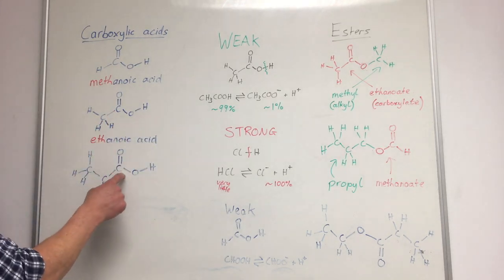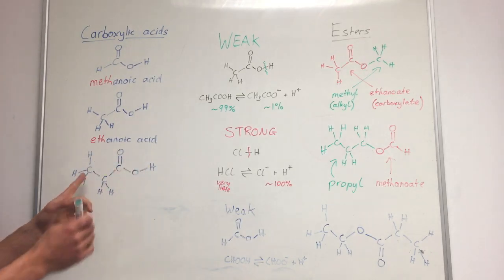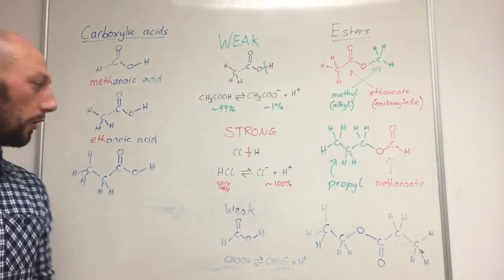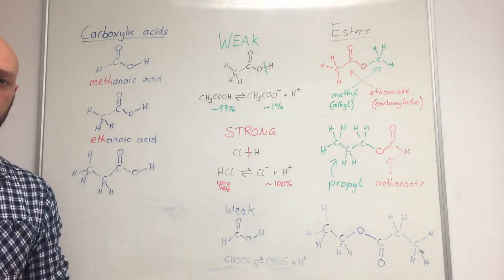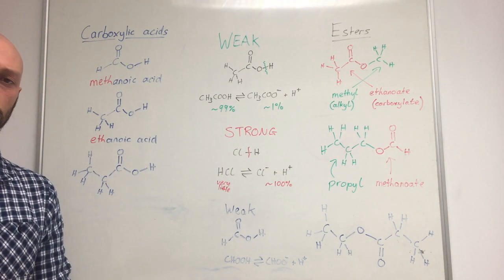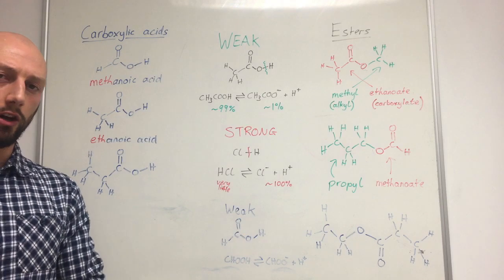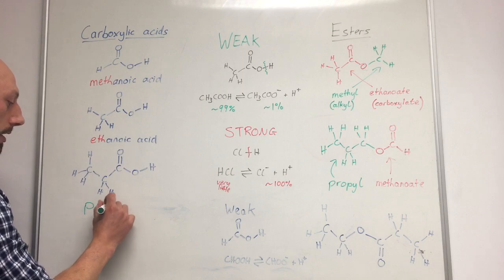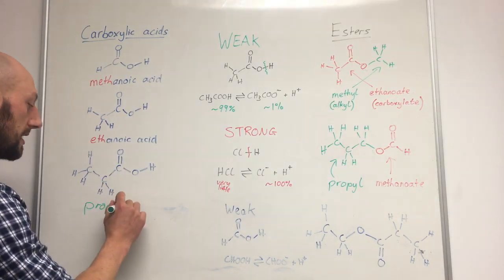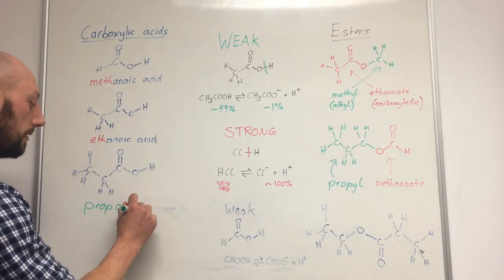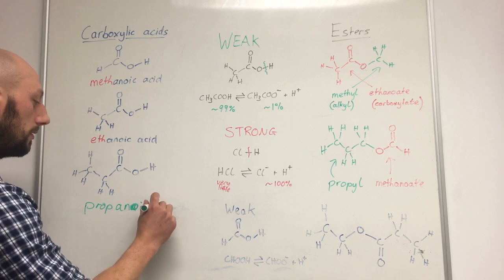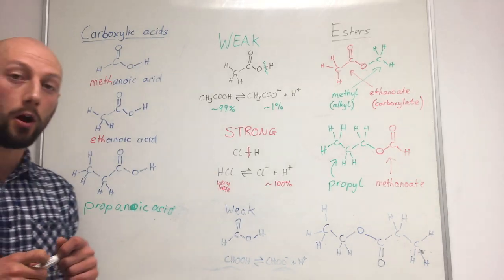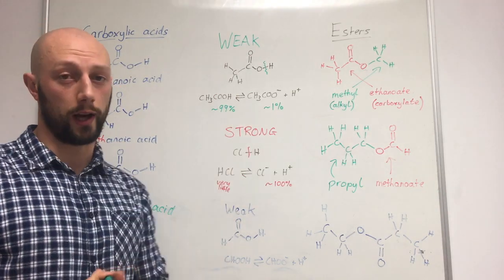Finally, I've got one here with the carboxylic acid group. 1, 2, 3 carbons. I want you to pause the video and write down what you would call this carboxylic acid. I'm going to show you the answer here. Because it's 1, 2, 3 carbons, it would be prop, and then because it's carboxylic acid, it's propanoic acid. Propanoic acid.